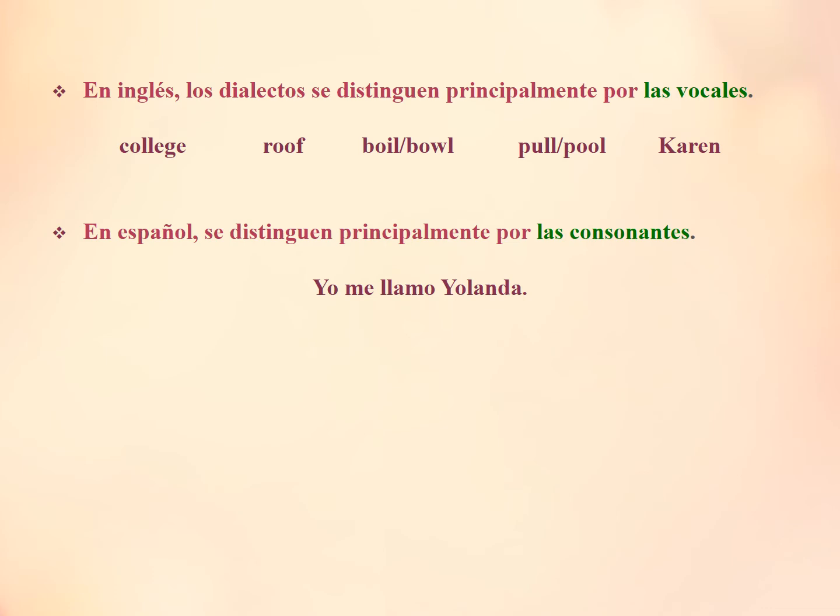There are also dialects where the sound y would be pronounced more like j. So yo me llamo Yolanda. With the y and the j, you can also get people who naturally just sort of toggle back and forth between the y and the j. So you could get yo me llamo Yolanda, or yo me llamo Yolanda. It's called free variation. But anyway, it was interesting to me as a language geek that we distinguish our English dialects by vowels, but our Spanish dialects by consonants.